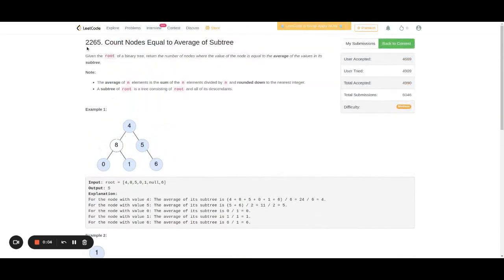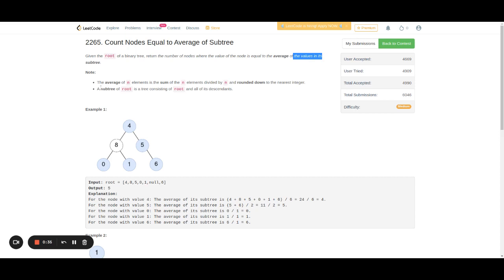So today we are going to solve weekly contest problem number 2264, which is Count Nodes Equal to Average of Subtree. We are given the root of a binary tree, and we have to return the number of nodes where the value of the node is equal to the average of its subtree. The average means the sum of the values of the nodes divided by the number of nodes.